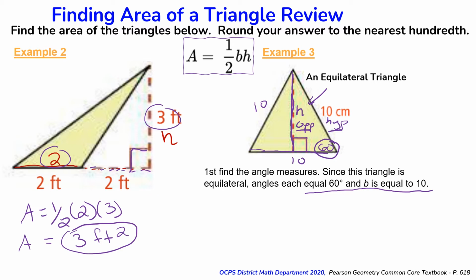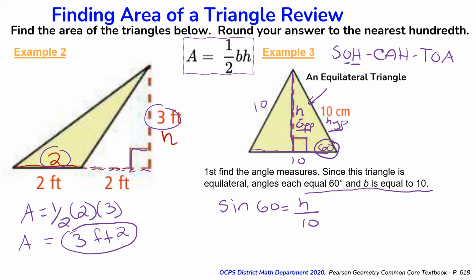So what trig function is opposite and a hypotenuse? So remember, SOHCAHTOA. It sounds weird, but it works to help us remember our trig functions. And so opposite and hypotenuse, that is sine. And so if I take the sine of this 60-degree angle, is equal to opposite, which is my height. I don't know that, so I'm just going to call it h. Over hypotenuse, which is 10.